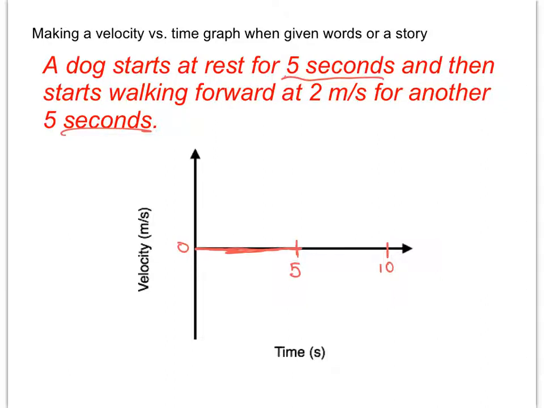So here what we need to do is we want to find any place where you can mark 2 meters per second, and we will draw a horizontal line and make sure that it's only doing the 2 meters per second during the second half of the story. And then we're going to check, okay, let's see. The dog starts at rest for 5 seconds, so we've got a 0 velocity for 5 seconds, and it starts walking forward at 2 meters per second for another 5 seconds. So as long as your graph matches up exactly with what the words say, you shouldn't go wrong.